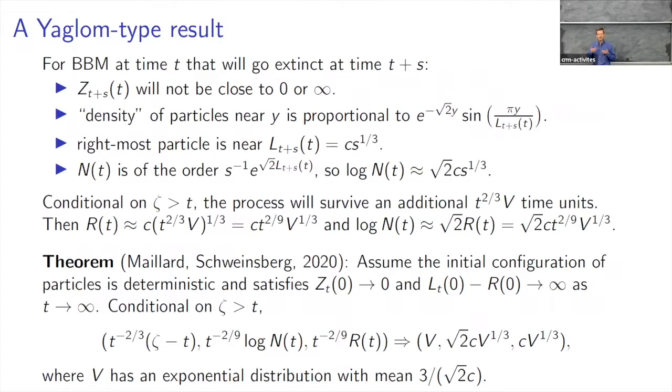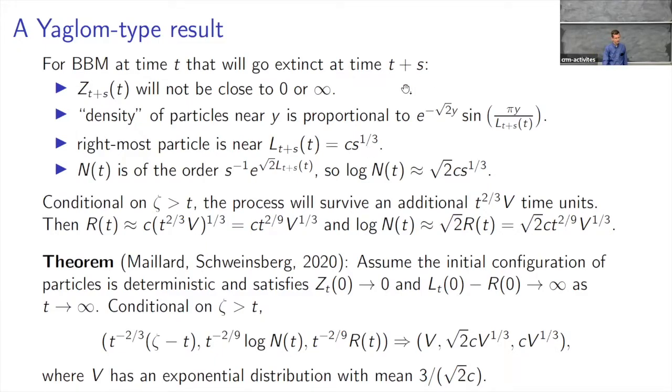So now finally, we're able to state our Yaglom-type limit theorem for the behavior of the process at time t, conditioned on the event that the process survives until time t. The key idea behind this theorem is that we need to think about what the configuration of the particles should look like at time t if the process is eventually going to die out at time t plus s.